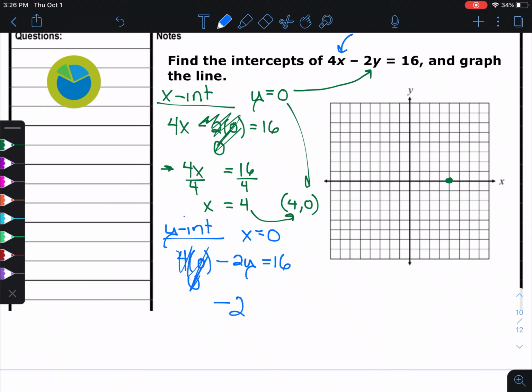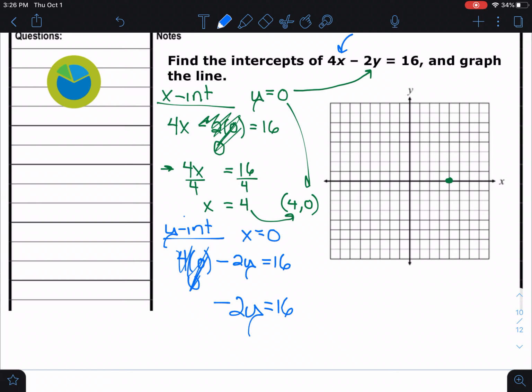And then what's left is negative 2y equals 16. Now I'm going to divide by negative 2 on both sides. You could do this in your head if you needed to. So now I have y is negative 8. So really this is the point: x is 0, y is negative 8. So on the y-axis, I'm going to find the point (0, -8), and that's right there. Now I have 2 points. When we're talking about linear functions, all you need is 2 points. So now we're just going to graph that line.